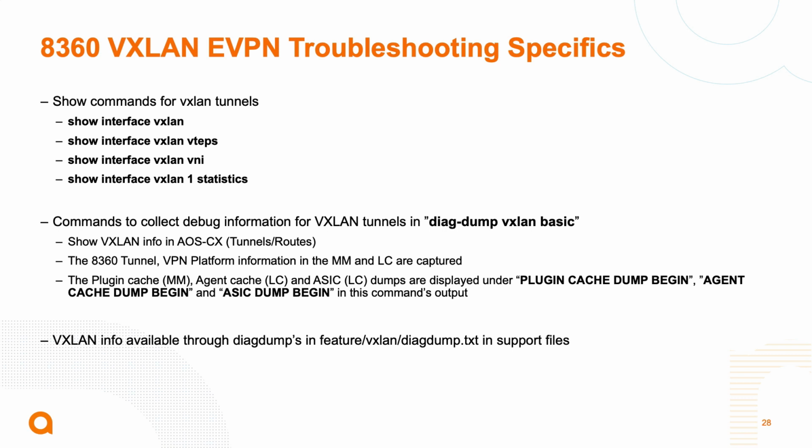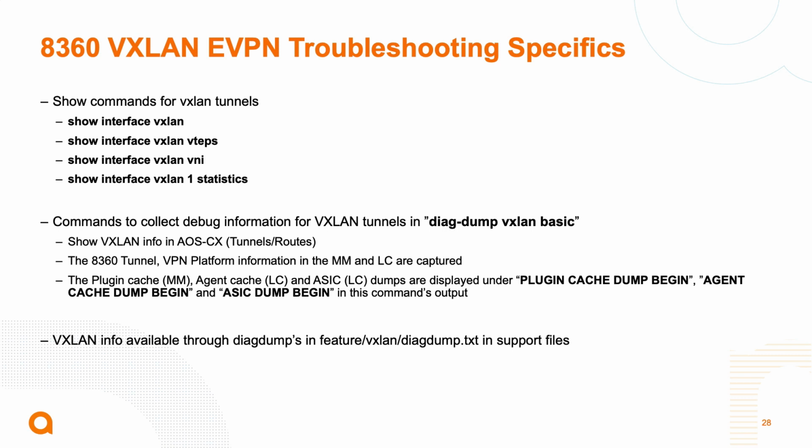Okay, so coming to VXLAN 8360, we have the same commands similar to 8400. That's the show commands: show interface vxlan, show interface vxlan VTEPs, VNI, and the statistics. These commands remain the same to display the VXLAN information on the box. The VXLAN information would be in the support files.